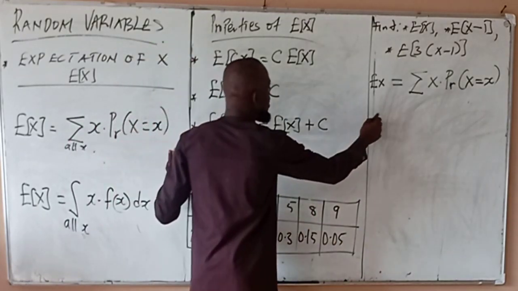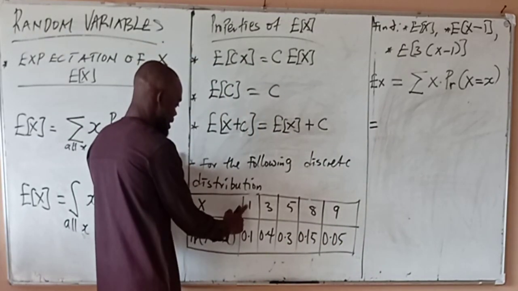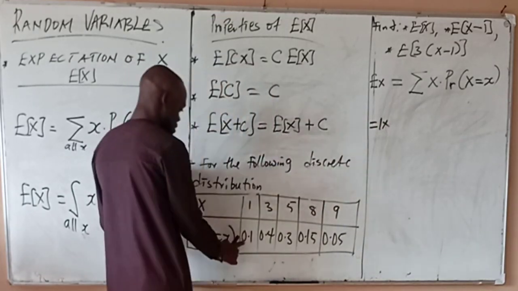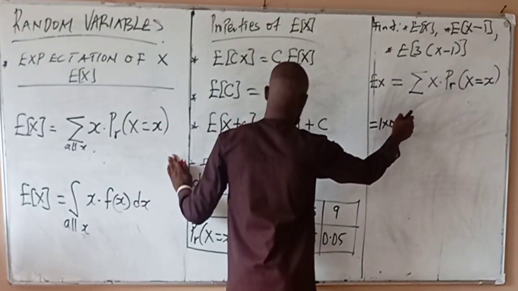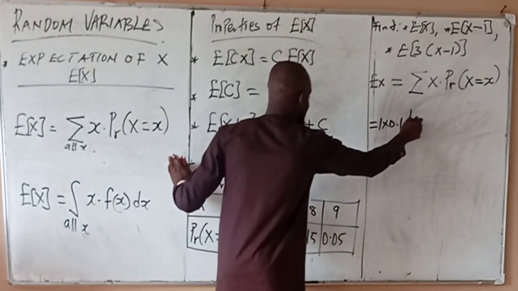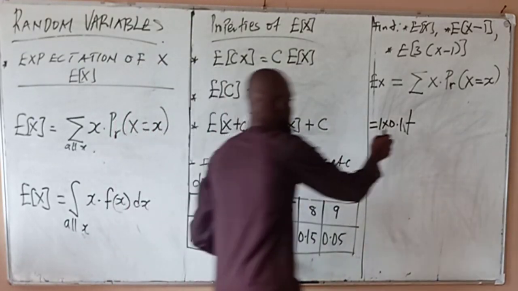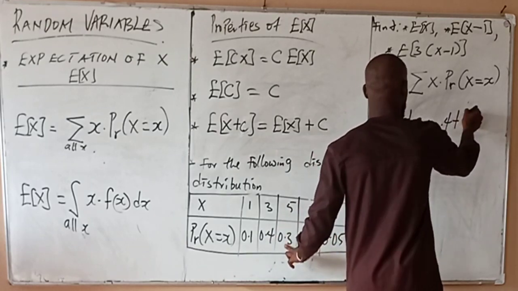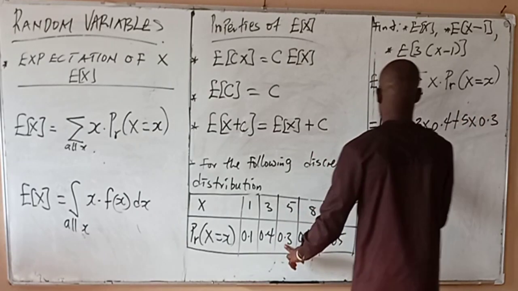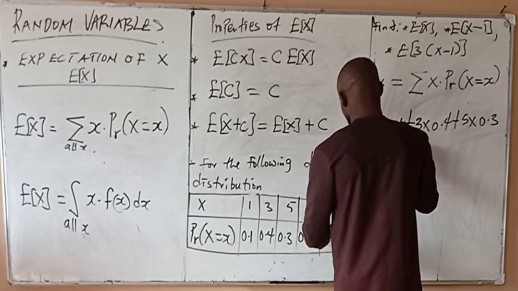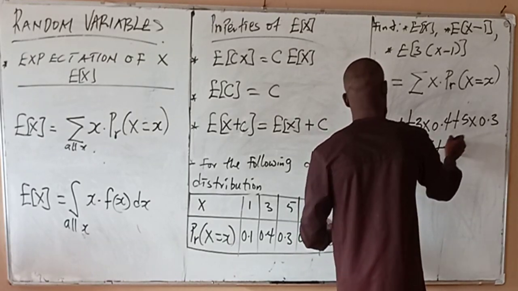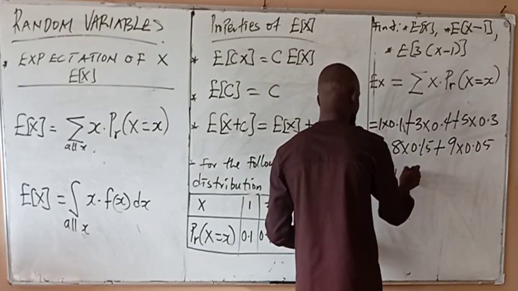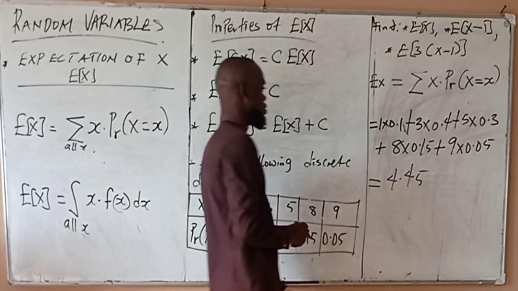So the expectation of x now will be, for the first one, we multiply this times this one: 1 times 0.1, plus, for the second one, 3 times 0.4, plus 5 times 0.3 for the third one, plus 8 times 0.15, plus 9 times 0.05. If you do this very well, you're going to have 4.45 as the expectation of x.